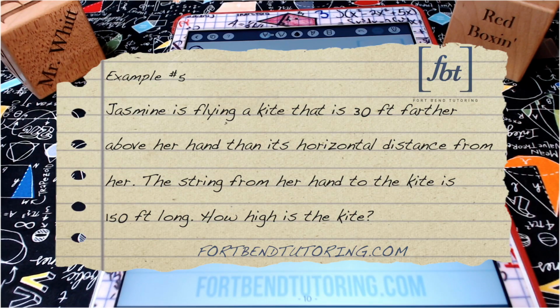Continuing on. In problem number 5, Jasmine is flying a kite that is 30 feet farther above her hand than its horizontal distance from her. The string from her hand to the kite is 150 feet long. How high is the kite?